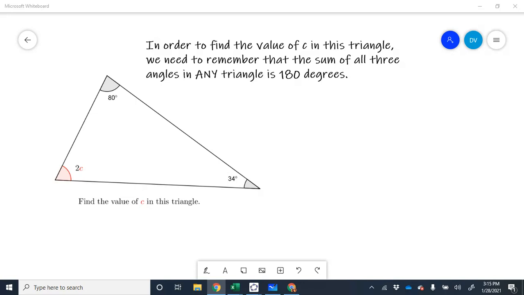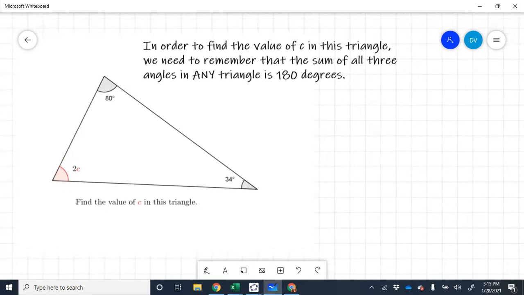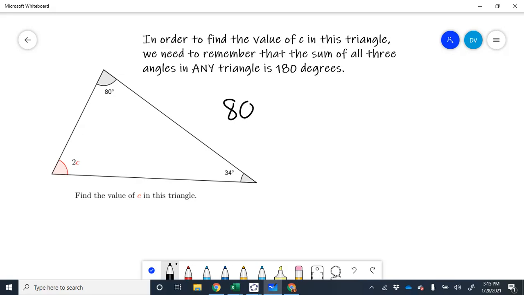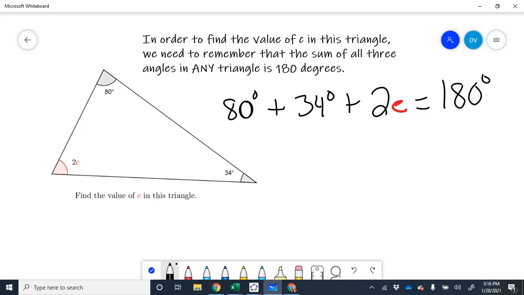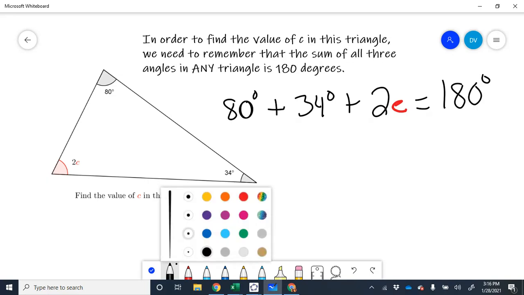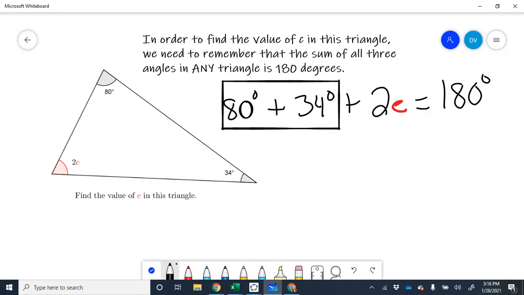In order to solve this, we need to write the following equation: that the 80-degree angle plus the 34-degree angle plus 2c equals 180 degrees. We're going to then combine our like terms, and we'll have a new equation when we do that.